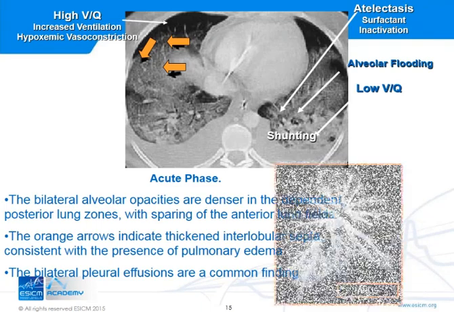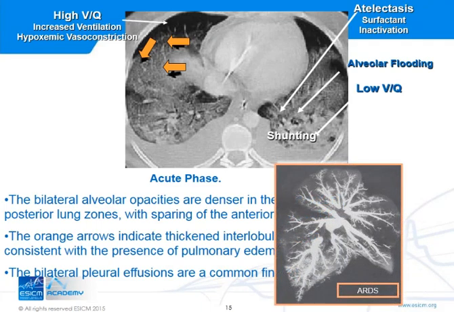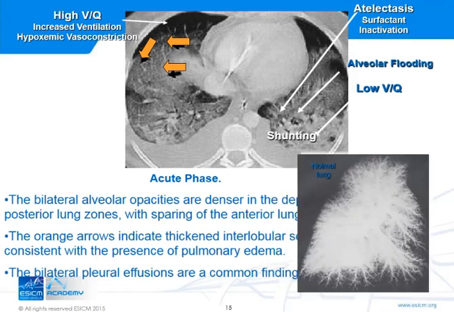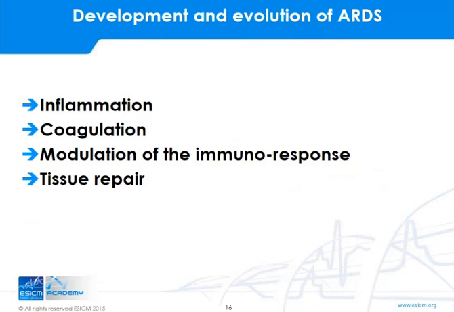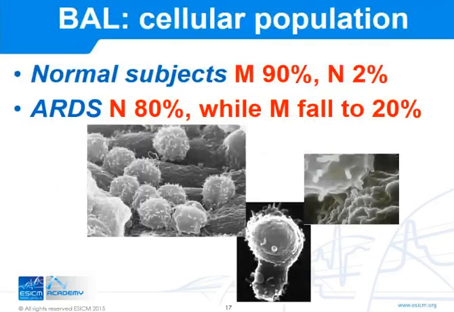Not only that, the vasculature can be altered, and with respect to the normal condition, represented in the picture by this extended network of vascular capillaries, it can be very rarefied and minimized. However, as soon as you look at the development of ARDS, we have to keep in mind several moments, which are inflammation, coagulation, the modulation of the immune response, and tissue repair.